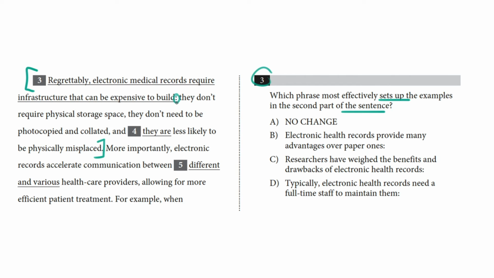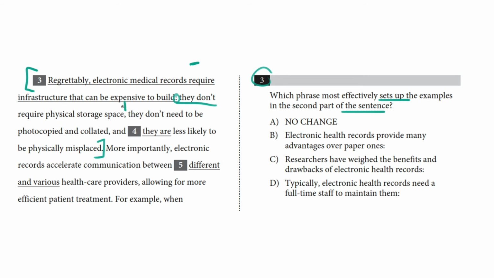But everything after this colon, and remember the function of a colon is to list stuff, usually as evidence for a claim. Now, a colon can do other things besides set up a list. It can also introduce an example or an explanation or a quotation. This says, regrettably, electronic medical records require infrastructure that can be expensive to build. This is a negative expression. We've got "regrettably" here. They don't require physical storage space. They don't need to be photocopied and collated, and they are less likely to be physically misplaced.